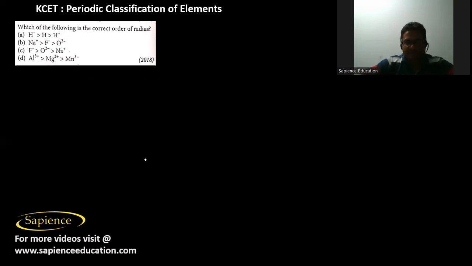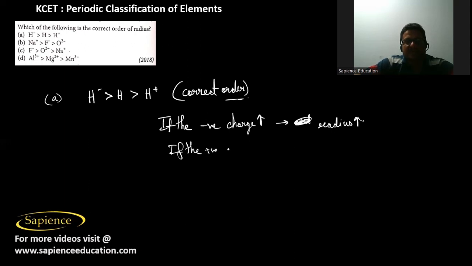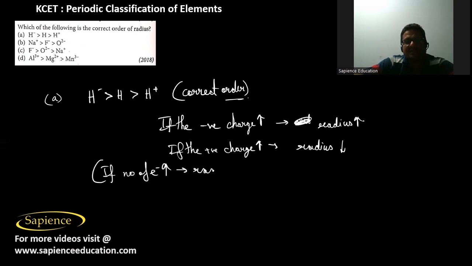Here also, which of the following is the correct order of radius? So here, in option A, hydrogen atom, and then hydronium ion. Yeah, so here it is the correct order only. Since, simply, if the negative charge increases, then the ionic radius increases, and if the positive charge increases, then the radius decreases. Simply, the rule is if the number of electrons increases, then the radius will increase.